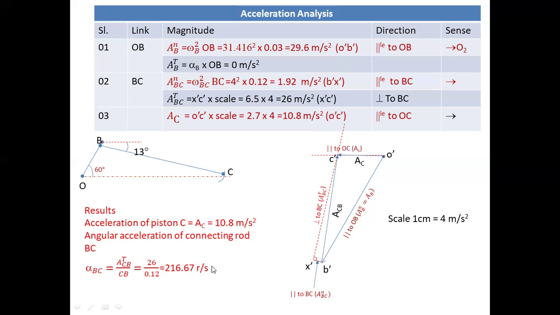In this way we can determine the acceleration component for the connecting rod, and the angular acceleration. So this is the overall procedure of how to plot the velocity and acceleration diagram for the slider. Okay. Stop.